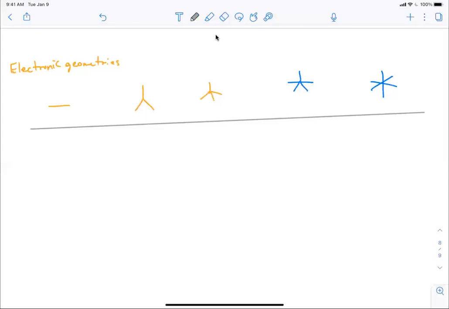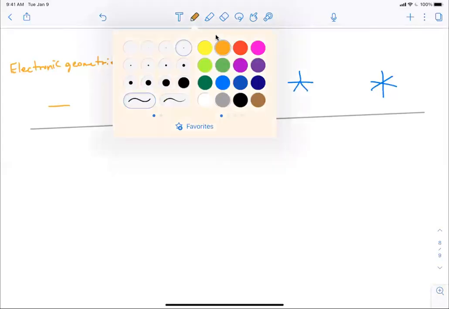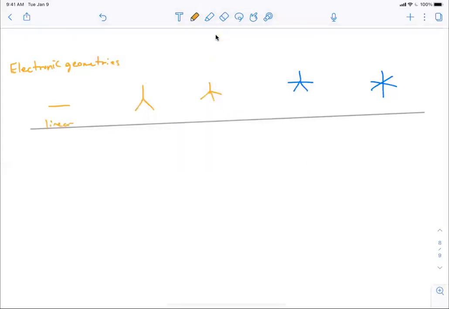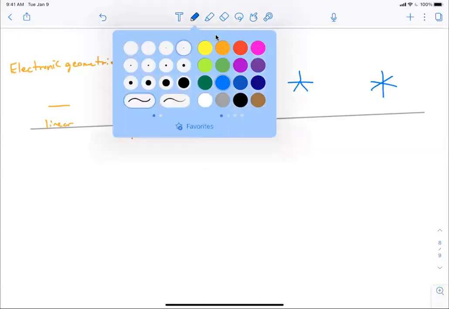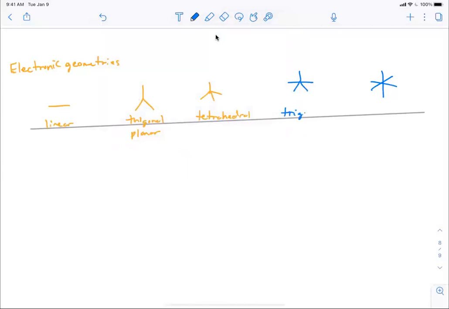So our 5 shapes for HL, our 3 shapes for SL that are electronic geometries are linear, trigonal planar, tetrahedral, trigonal bipyramidal. And I think if you say bipyramidal, it's acceptable because this is the only bipyramidal shape, and octahedral.